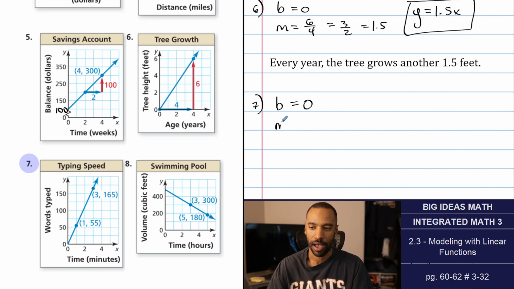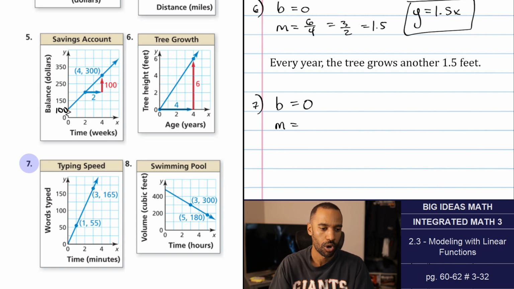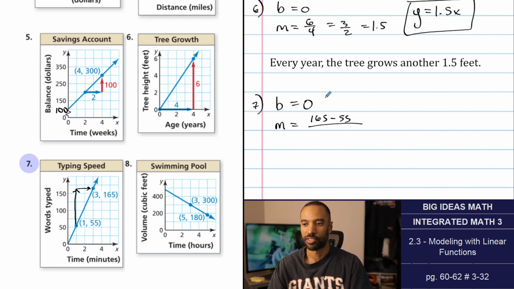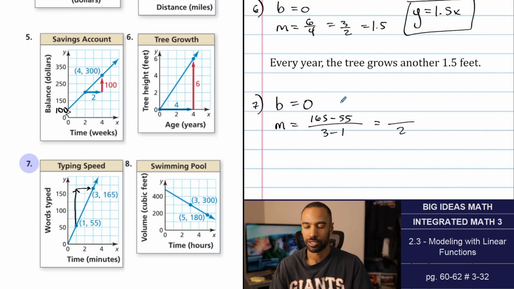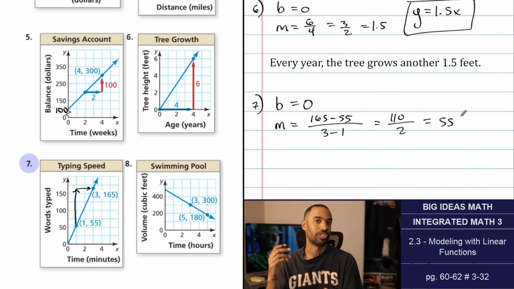But the slope, we now have to compute ourselves. We're going to do a rise over run comparison. How much do you rise from 55 to 165? That is our 165 minus 55 change in y. How much do we run from 1 to 3? That is our change in x. So we're going up a certain amount over a certain amount. Now, you don't have to calculate this if you truly know your numbers, meaning what's the difference between 1 and 3? You know that that's 2. But if you want the formula, here's where it is. And that changes 110 words every 2 minutes, which is 55 words per minute, right? That is interpreting the slope, by the way.